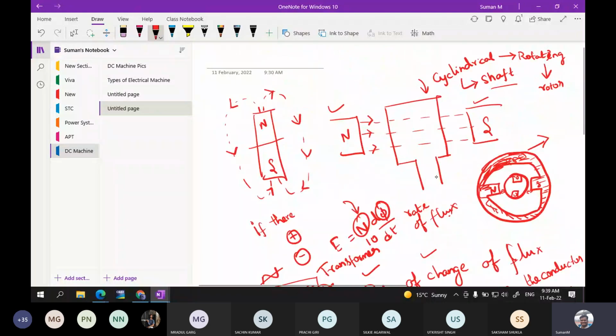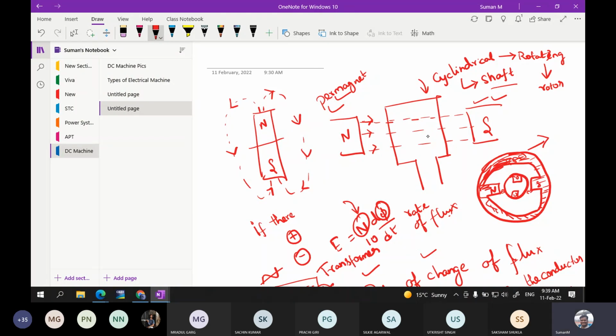From this understanding, you can see that the flux is stationary here because you have a north pole here and a south pole here. Let's say you have a permanent magnet. In that permanent magnet, you are going to have a north pole here and a south pole here. From the north pole to the south pole, flux will be there.